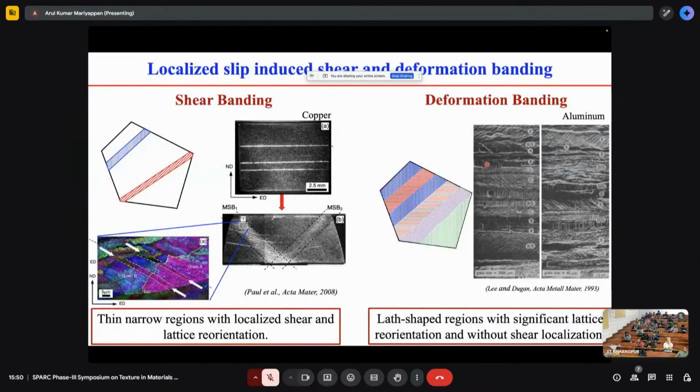First, what is a shear band? We all know that a shear band is a very thin, narrow regime within a grain, wherein the shear is localized, and we also have a significant change in the crystal lattice orientation. On the other hand, deformation banding has lath-shaped regimes with significant lattice reorientation, but not much intense shear localization. So now I have developed a crystal plasticity model with this constitutive model. Then we apply it to predict the effect of crystallographic orientation on the formation of shear banding and deformation banding.